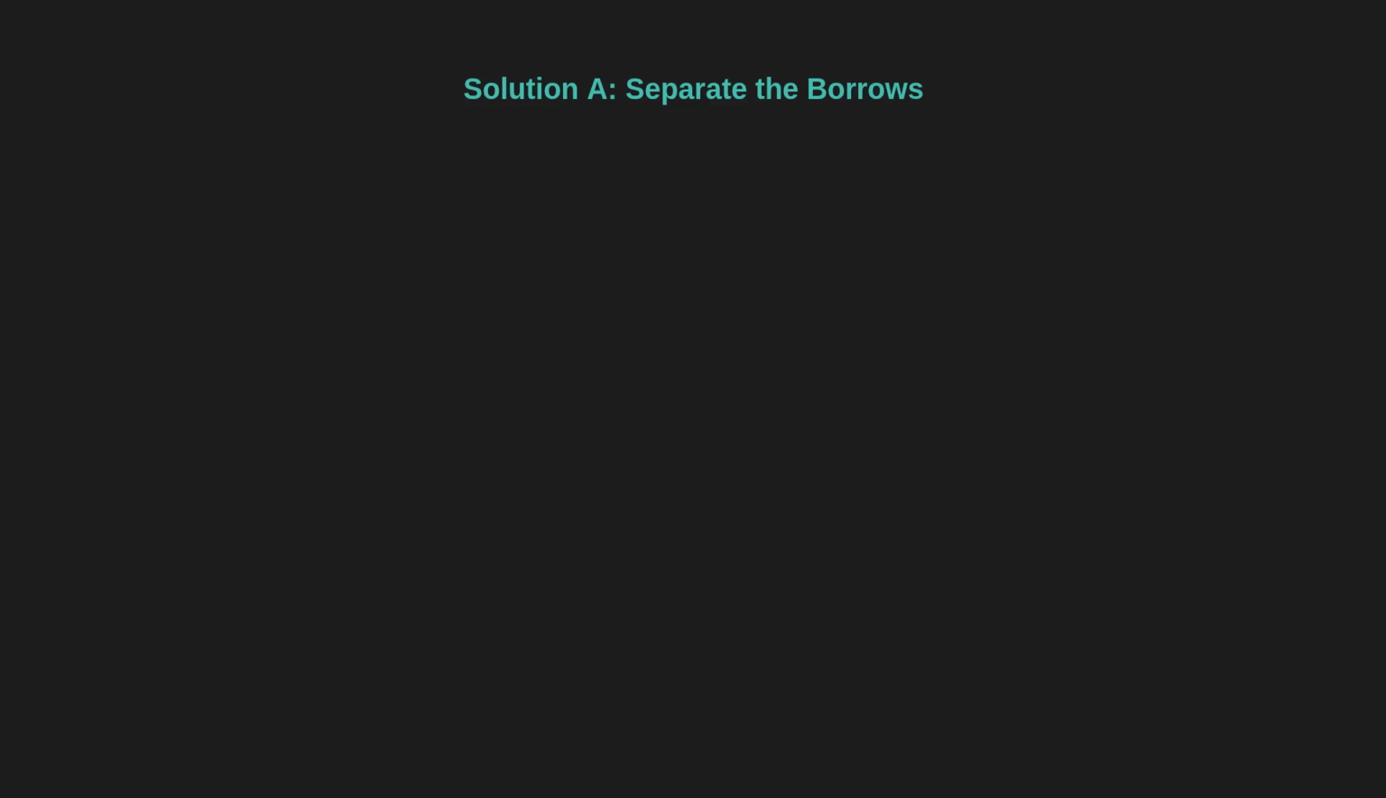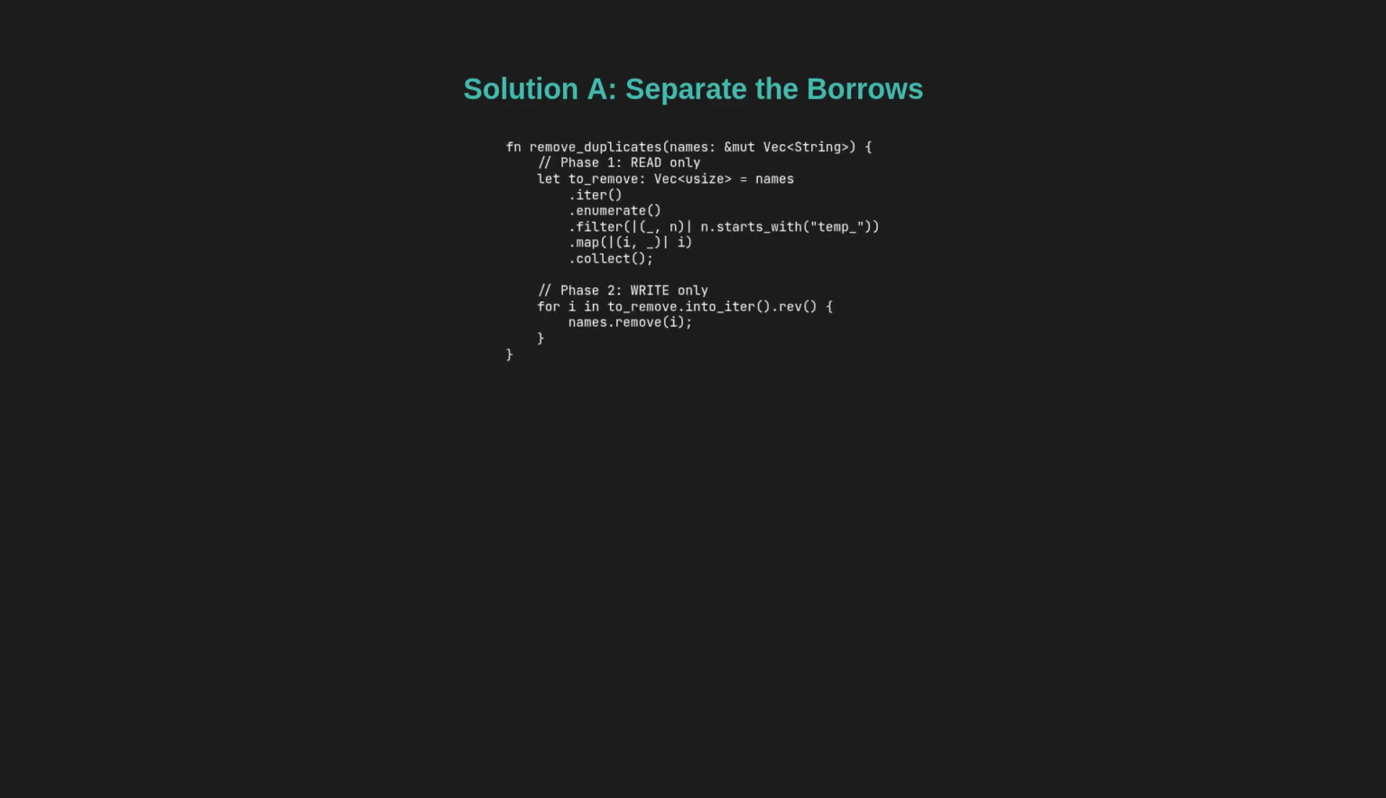The common fix: separate reading from writing into two distinct phases. Phase one: we read the data. We iterate, we filter, we collect the indices of items we want to remove, all in one pass. This is an immutable borrow, and it ends when .collect finishes. Notice the borrow ends at the .collect method. The data is now safely stored in toRemove. No reference is being held anymore.